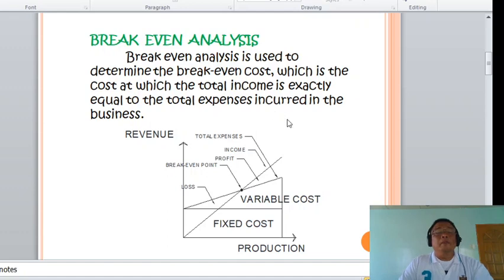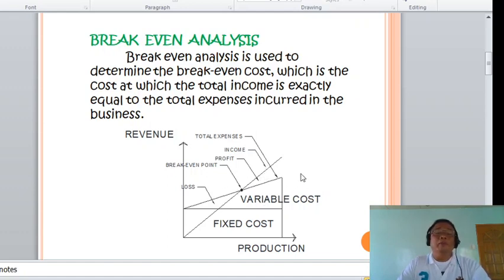So the income is this from the origin, and then this line from the fixed cost line is the total expenses. Take note, class, that the intersection of these two lines is called the break-even point. The break-even point is the time when the total income is the same as the total expenses. So equal. Behind the break-even point is loss, and the area above the break-even point is the profit.